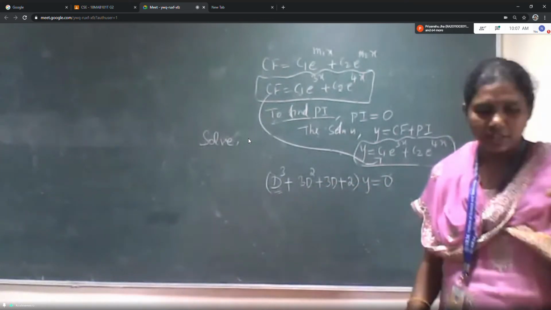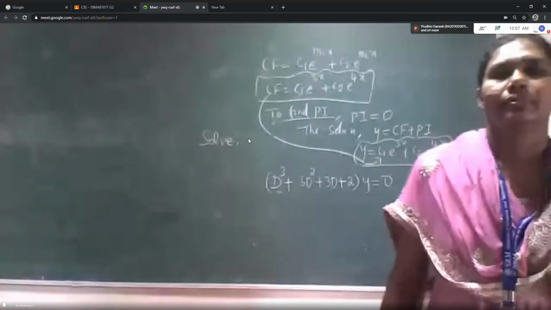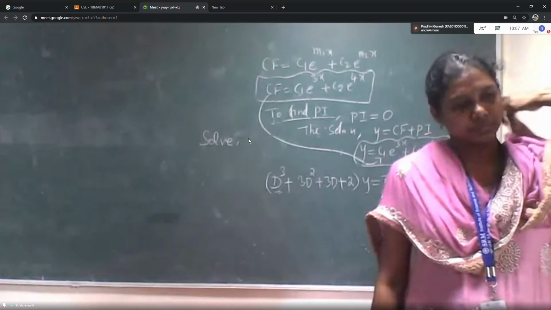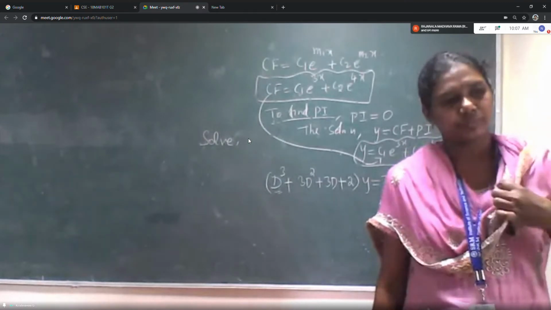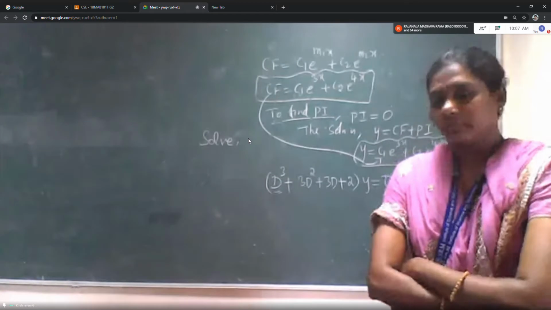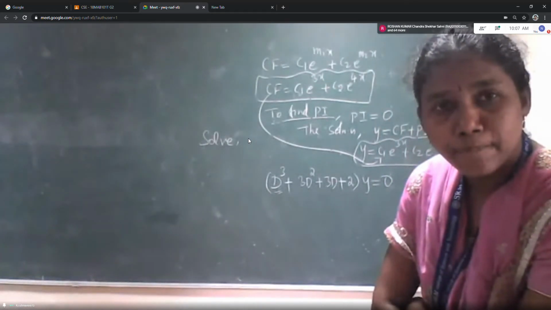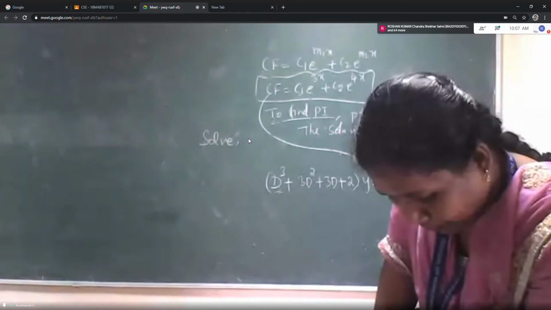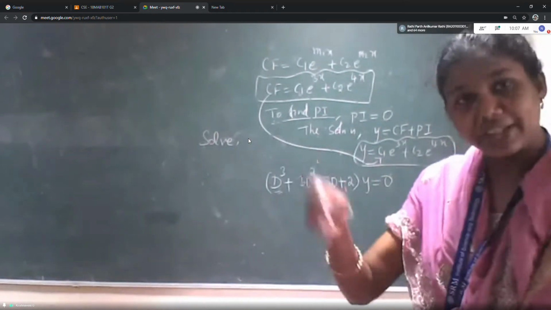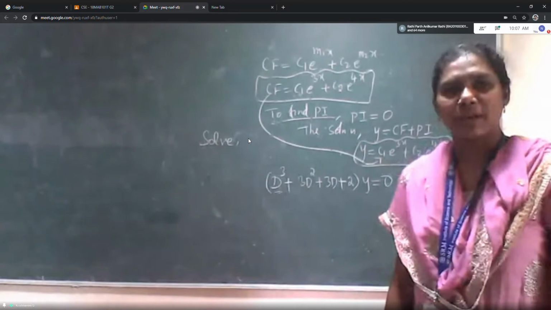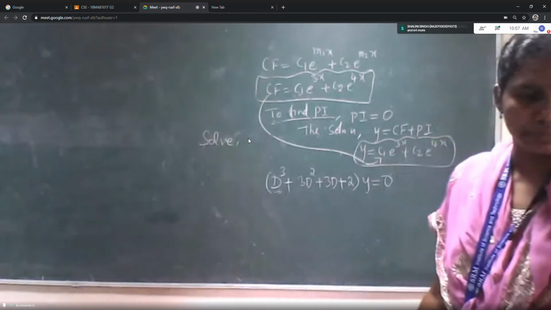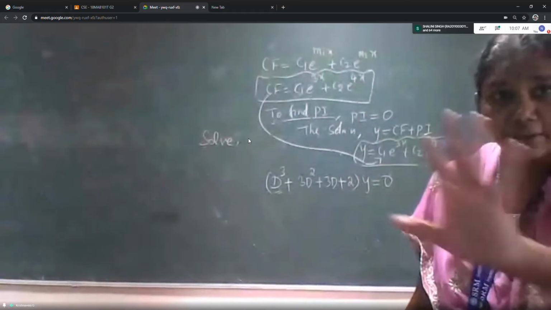First you find the CF. How to find PI if RHS is not 0? PI depends on the RHS, not always a constant. Different types are there. I will explain one by one. 5 types are there. This is our first one.